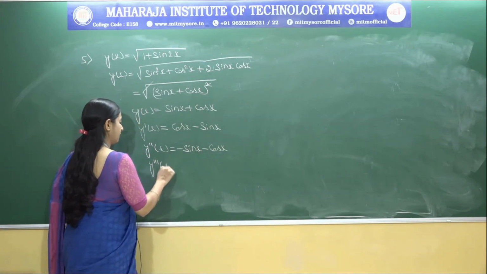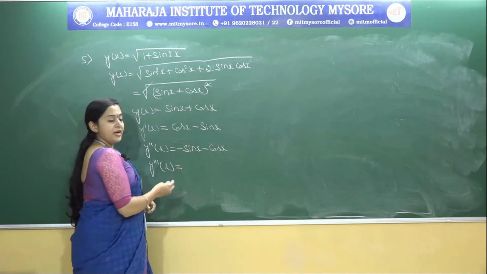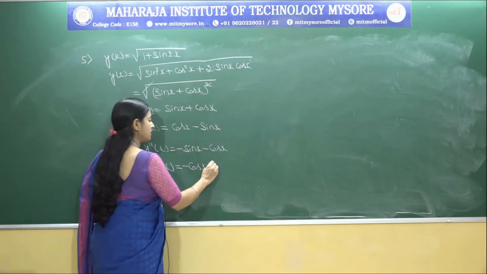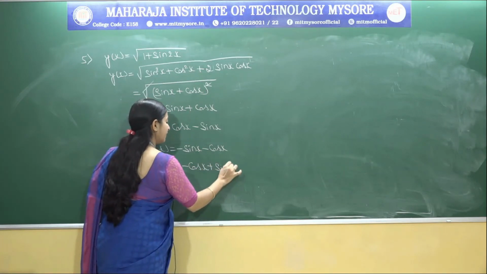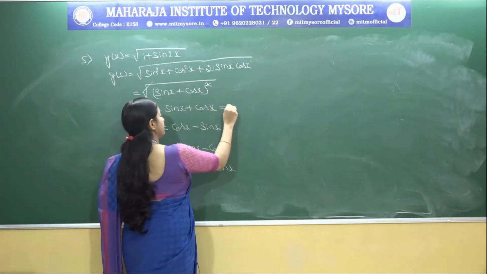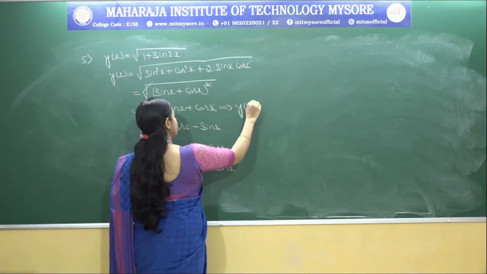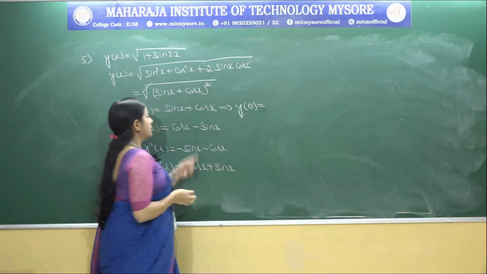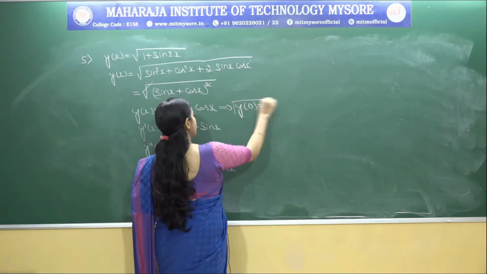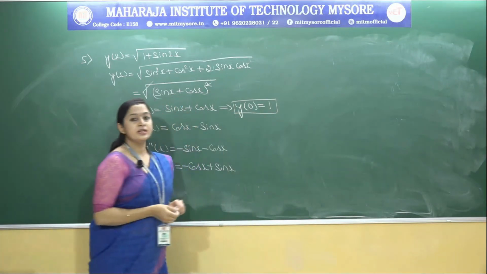Third derivative: minus sin x differentiates to minus cos x, and for cos x it is minus sin x, so you can write plus sin x. Next, put x equal to 0. For y of 0, sin 0 is 0 and cos 0 is 1, so y of 0 equals 1.